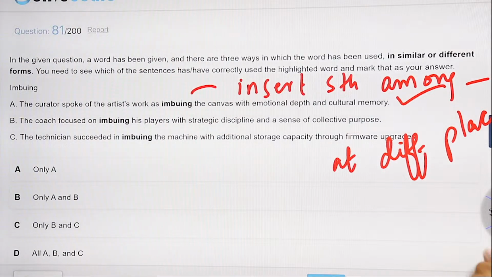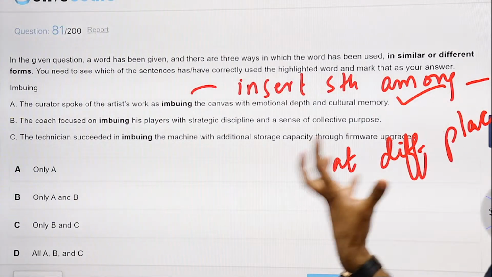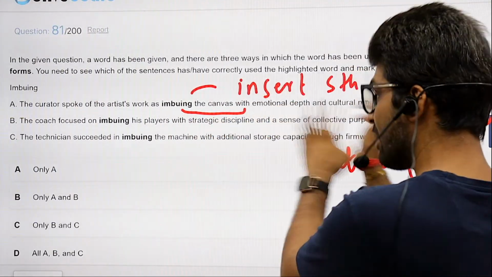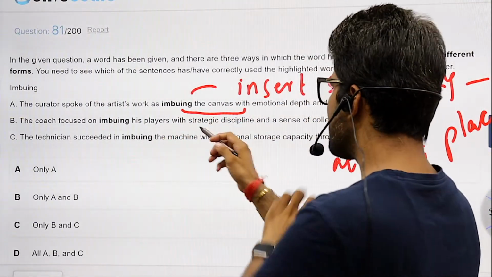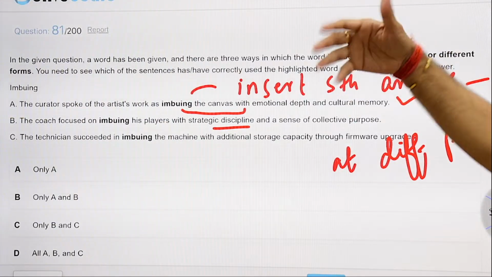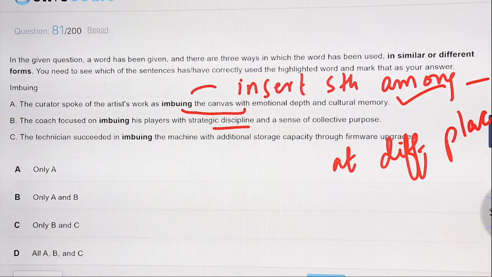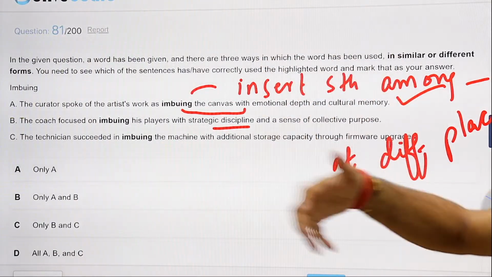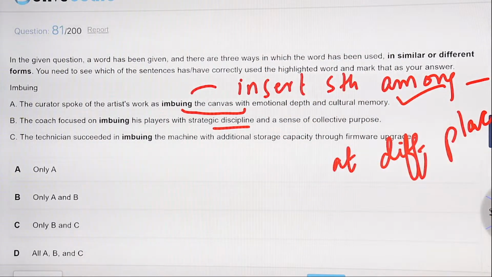Coach focused on imbuing his players with strategic discipline. It also takes this fixed preposition with, imbuing the players with the strategic discipline and sense of collective purpose in between the cricket matches also, or hockey or football matches also. We see, come on, we've been going pretty well. Let's go. Yes, we will win this game. In between the session also, in between the game also, we keep on encouraging them, filling them with the discipline, the sense of purpose and such. Not bad.